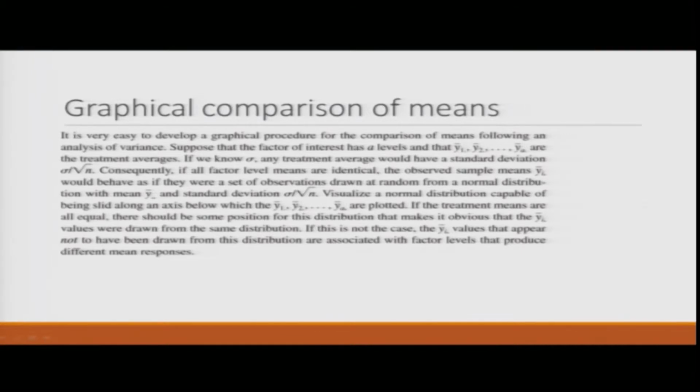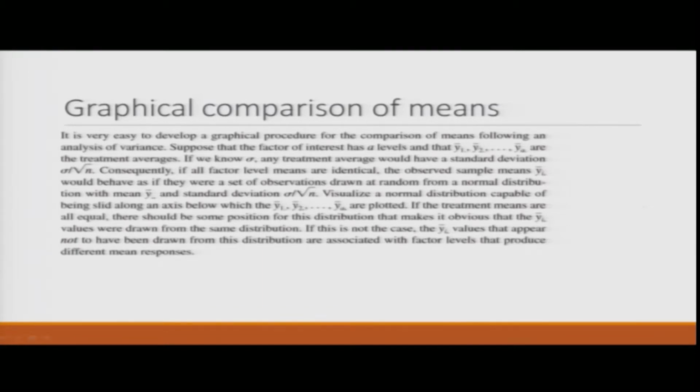Consequently, if all factor level means are identical, the observed sample means y bar suffix i would behave as if they were a set of observations drawn at random from a normal distribution with a mean of y bar dot dot, which is the average of the averages, the grand average, and with a standard deviation of sigma by square root of n. We visualize a normal distribution capable of being slid along the x axis, between where y1 bar, y2 bar till ya bar are plotted.